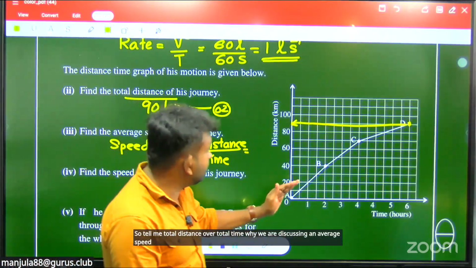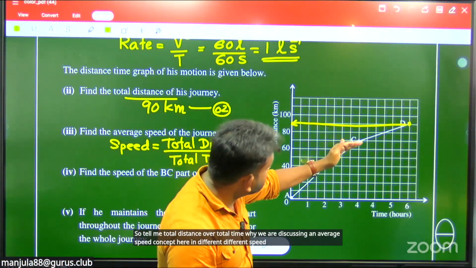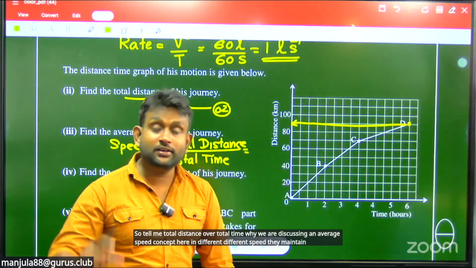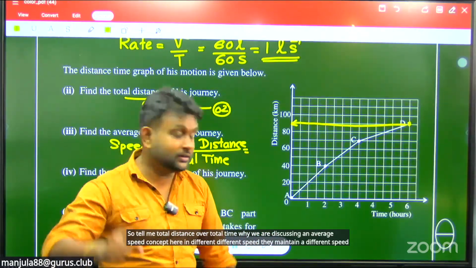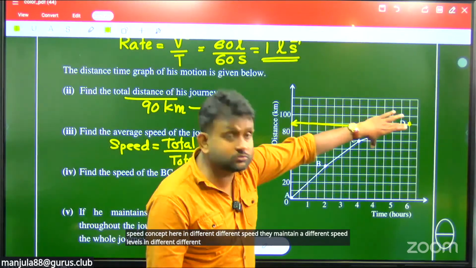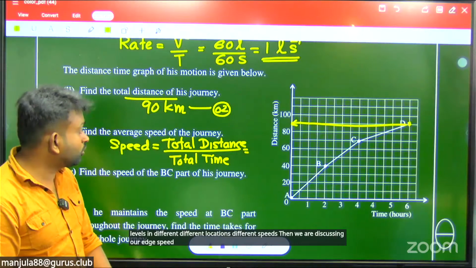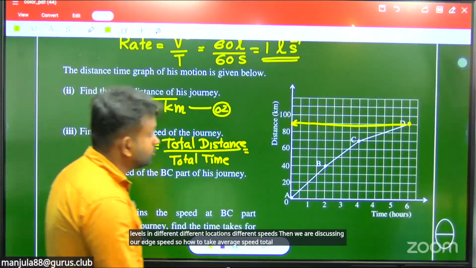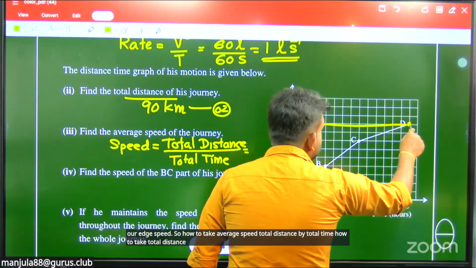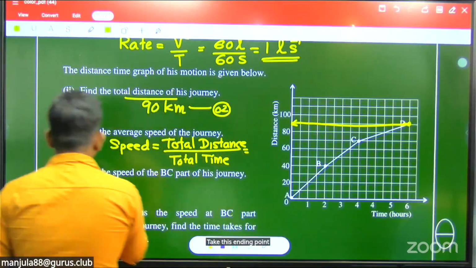Here they maintain different speed levels in different locations. Then we are discussing average speed. So how to take average speed? Total distance divided by total time. How to take total distance? Take this ending point. The total distance is 90 kilometers.